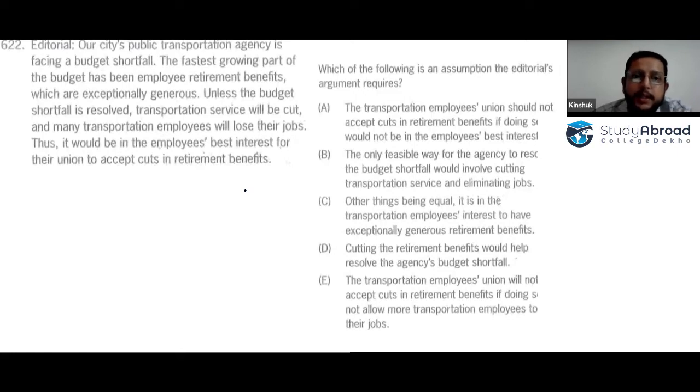So basically, again, as I told you, there's going to be some kind of conclusion here. So here, when we read the argument, it says our city's public transportation agency is facing a budget shortfall. The fastest growing part of the budget has been employee retirement benefits. So right, what are they telling? That retirement benefits are increasing, right? Retirement benefits have been growing a lot. So they are on the rise, right? That is what we know.